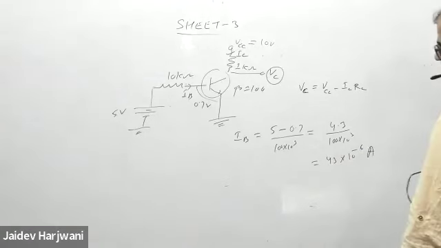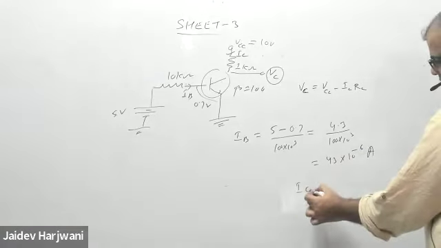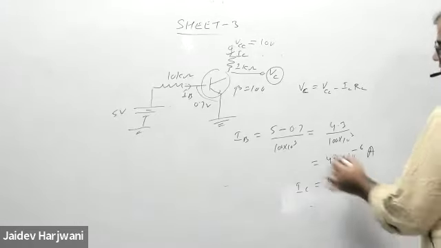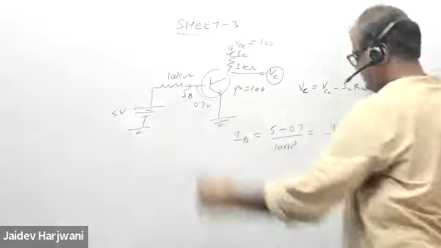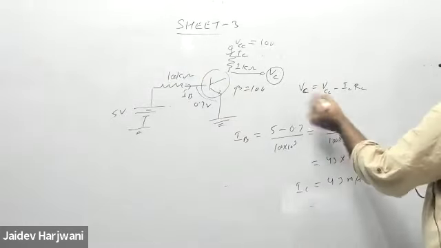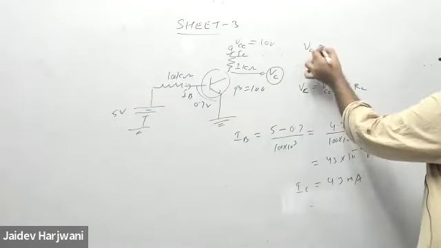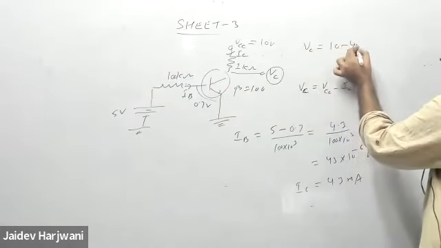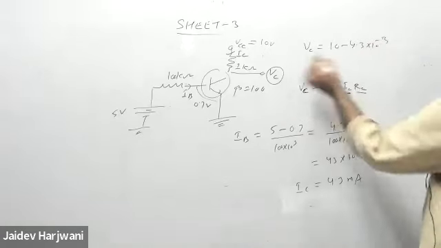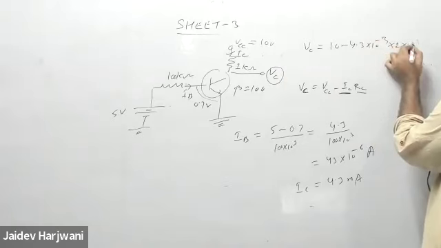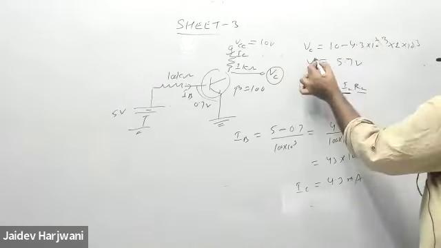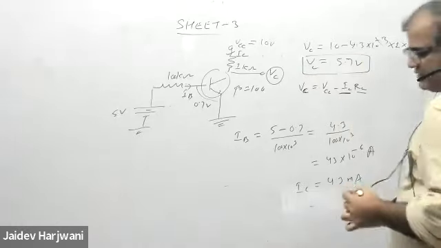Okay. Now how much will IC be? 4.3 milliamps. If this is 100, so IC will be 4.3 milliamps. So you can write now VC will be 10 minus 4.3 milliamps into RC is 1 kilo ohm. Okay, so this will come 5.7 volt. VC will come 5.7 volt.